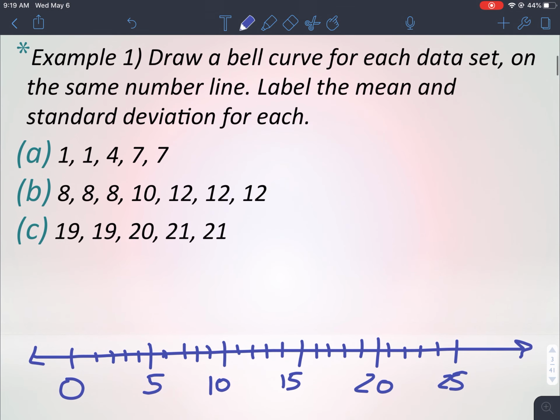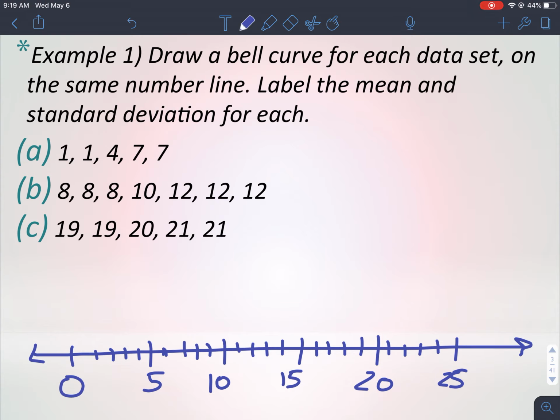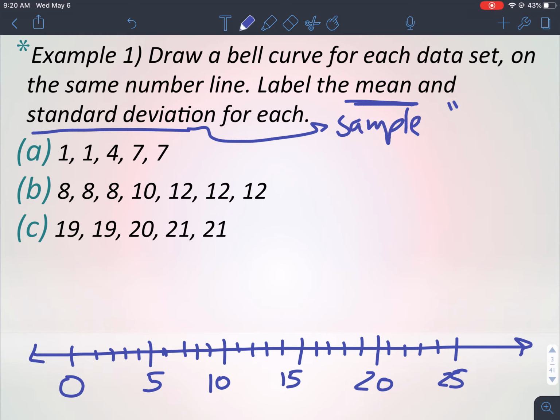Draw a bell curve for each data set on the same number line. Below I've made a number line that goes from 0 to 25. The reason is that with all three data sets put together, the minimum value is 1 and the maximum is 21, so if I go from 0 to 25, I'm going to get everything in there. Let's use a graphing calculator and look up one variable statistics for each. We're going to get the mean and the sample standard deviation, and recall that's going to be S subscript X.